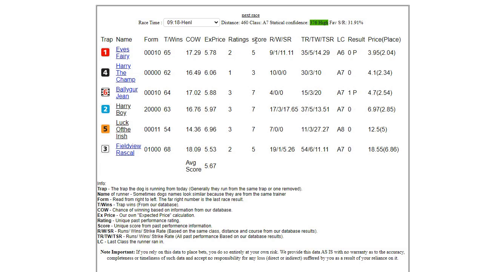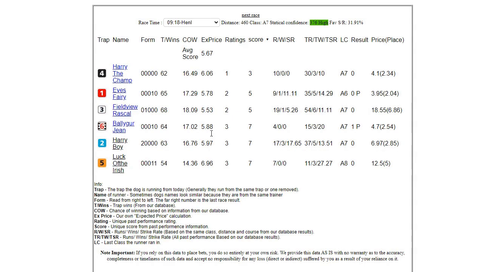Now what we're going to do is sort by score. You can use rating as well, but we're just going to sort by score, and we're going to look at this low one here at 3. The lower the score, the better. Certainly under 5 is better, and the lower you go, the better it is. This is Harry the Champ, who's our selection. You can already see that it didn't win the race, so as a lay at 4.1 it lost the race, which is what we want to see.